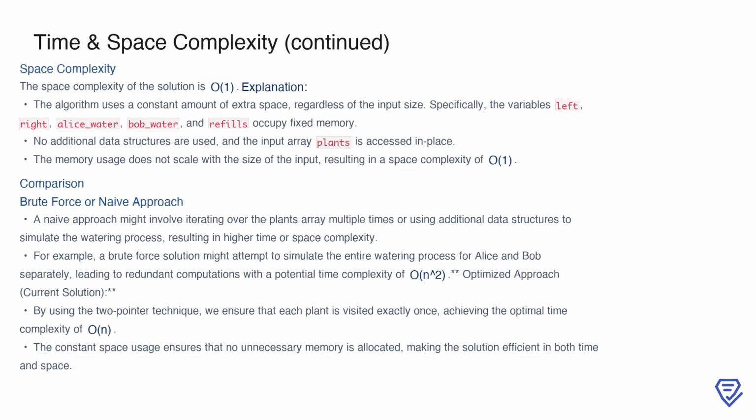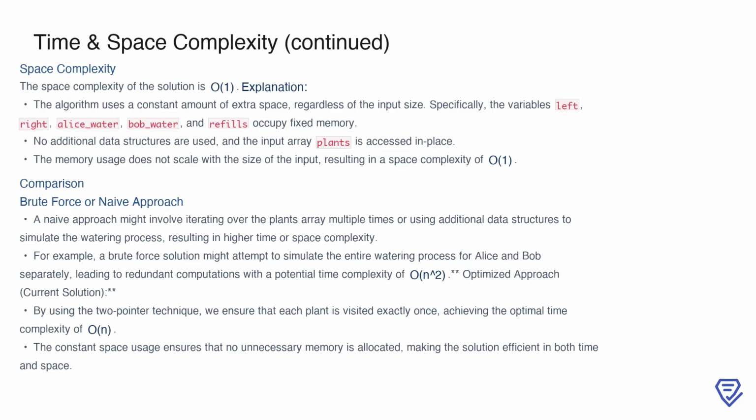This efficiency comes from the fact that the algorithm only relies on simple variables like left, right, Alice_water, Bob_water, and refills, all of which occupy fixed memory. No additional data structures are created, and the input array plants is accessed directly without any modification. Because the memory usage does not increase with the number of plants, the space complexity remains constant.